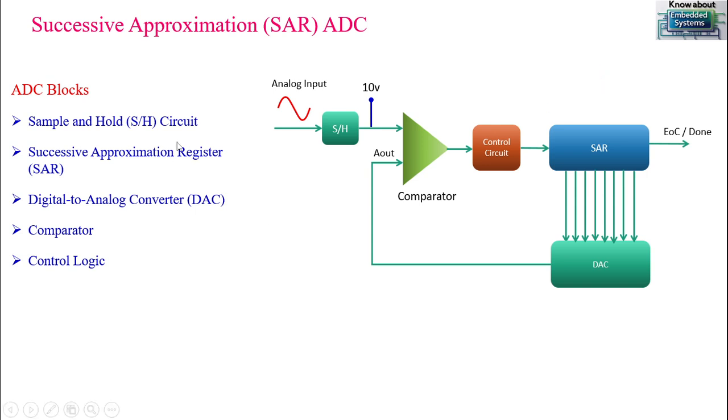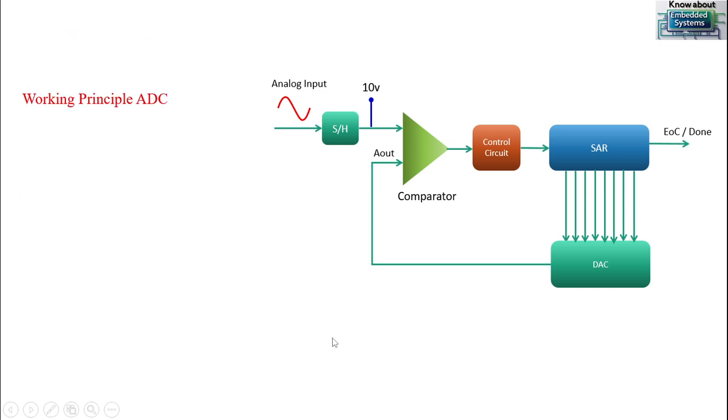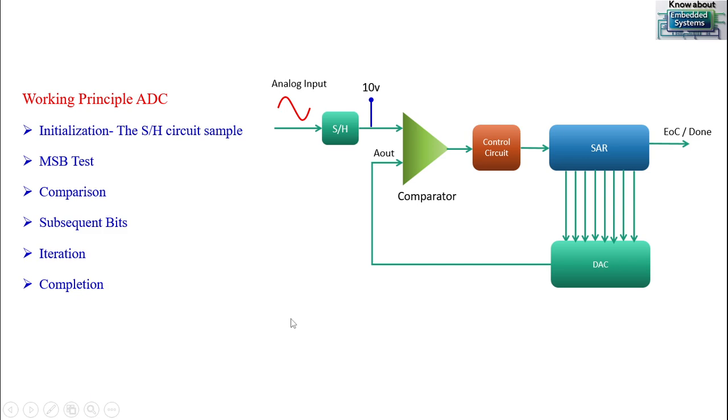So this is the block diagram, and these are all the building blocks: sample and hold, successive approximation, digital to analog converter (DAC), and then comparator, then controller. So this is the control logic. This is a simplified block diagram, and let us see how it works. There are 5 to 6 steps.